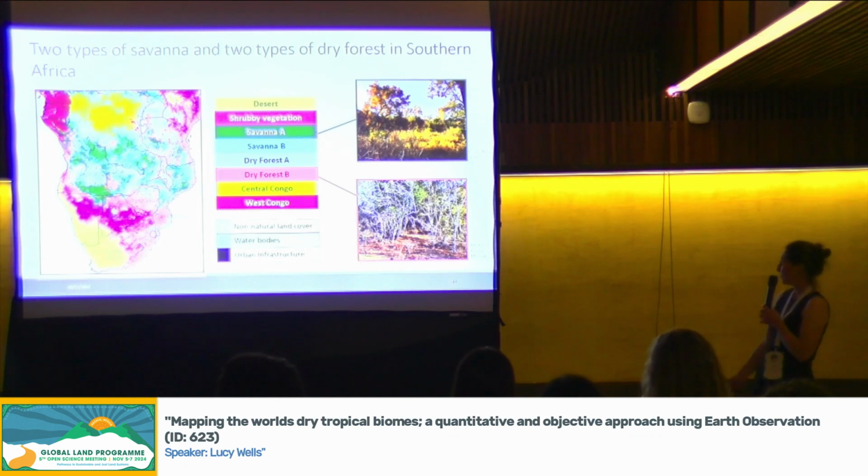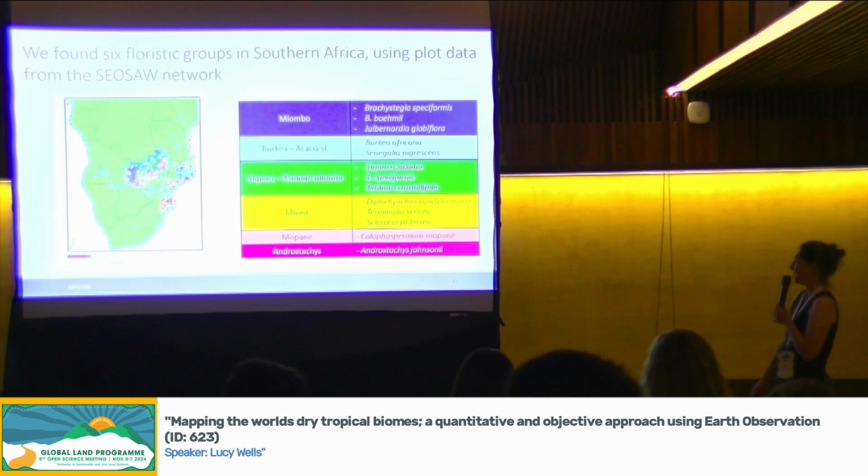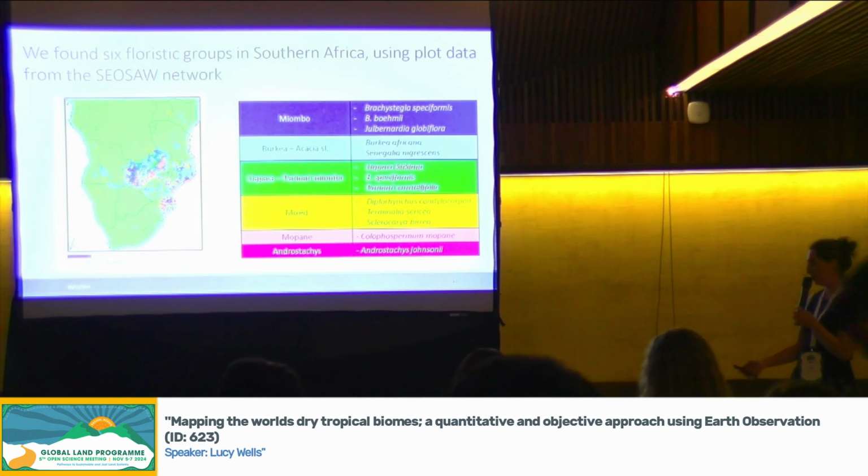And then we compared these to the floristic composition using the SEOSAW network, which is a network of plots across southern Africa. So we used 8,400 plots and gave them floristic groups. You can see there are 3 different types of roughly what you would call Miombo woodland, which is a classic savanna woodland across southern Africa, and then a very mixed group and 2 monodominant groups, the Mopane and Androstachys groups, where that species basically covers all of those plots.